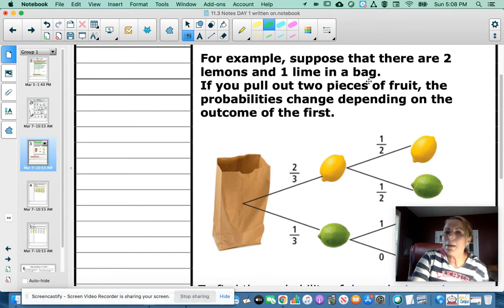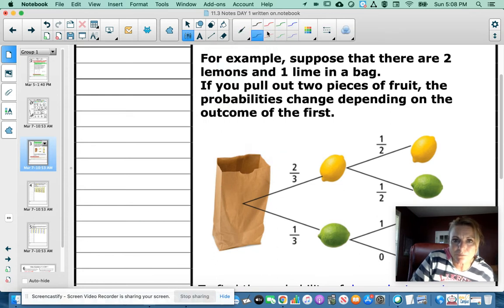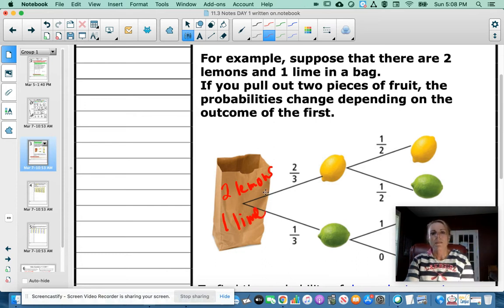Suppose that there are 2 lemons and 1 lime in a bag. Okay, so I'm going to write that. In this bag, we have 2 lemons and 1 lime. If you pull out 2 pieces of fruit, I don't know what I'm going to pull out of the bag because right now I have 3 pieces of fruit in that bag. The probabilities change depending on the outcome of the first.